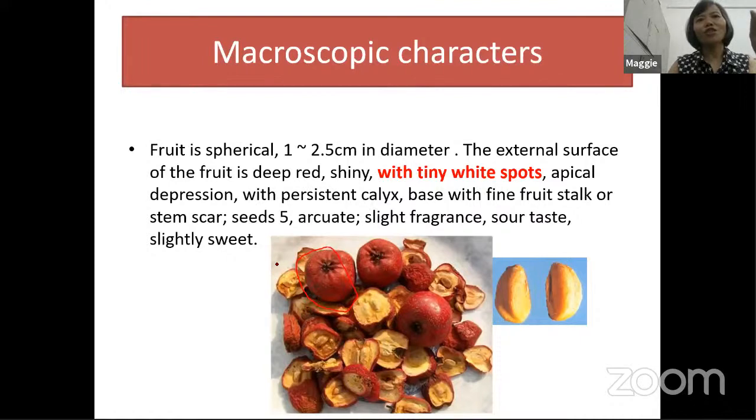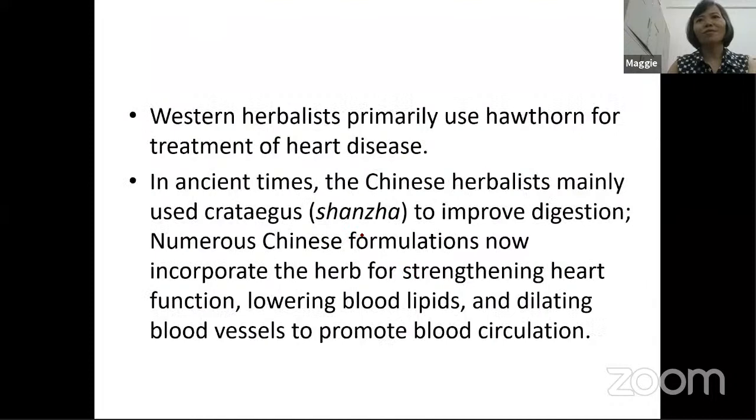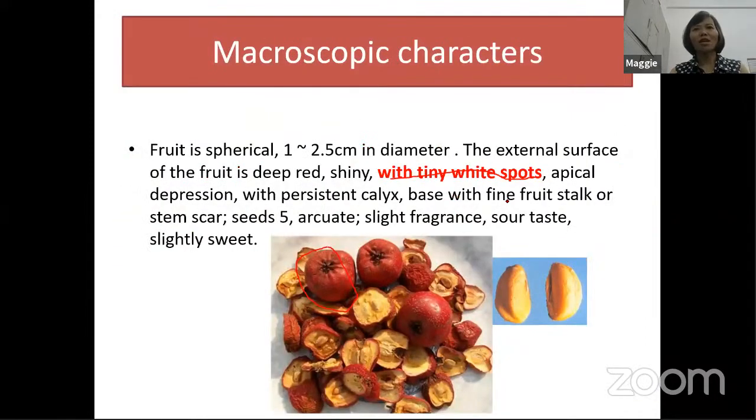This fruit is spheric, 1 to 2.5 centimeters in diameter. The external surface of the fruit is deep red, glossy with tiny white spots. The tiny white spots are obvious, like in the first picture here. There are so many tiny white spots.